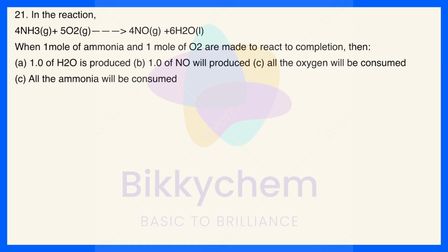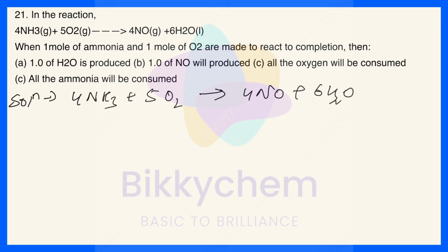Okay, my dear student, let's see the next question. Here, which one will be the right option for this given reaction when 1 mole of ammonia and 1 mole of oxygen are made to react to completion? So the equation is 4NH3 plus 5O2 gives 4NO plus 6H2O. So we have 4 options. 1.0 of H2O is produced, 1.0 NO will be produced, all the oxygen will be consumed, all the ammonia will be consumed. Let's see one by one.